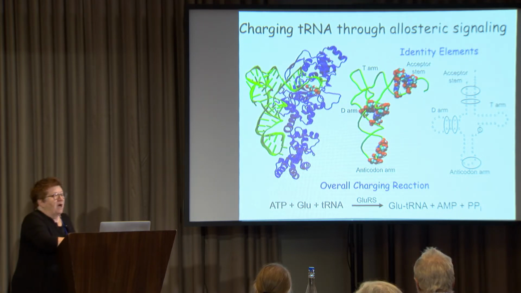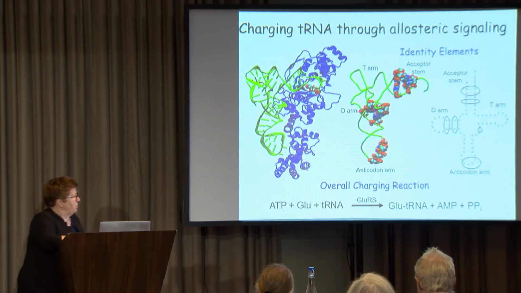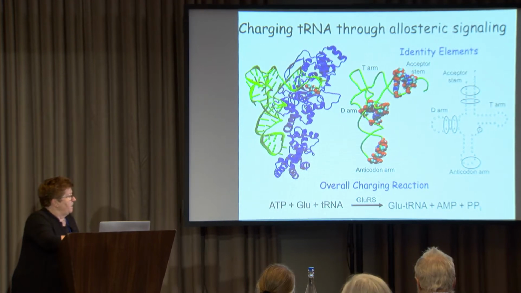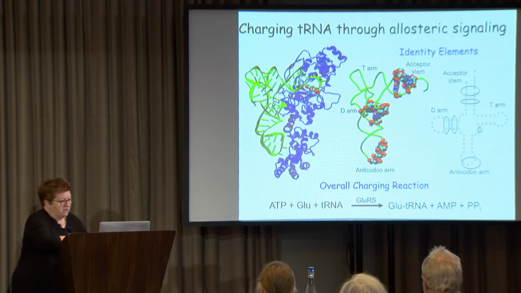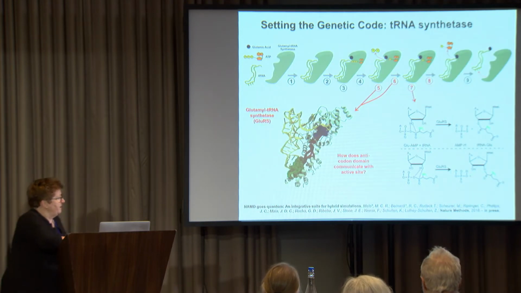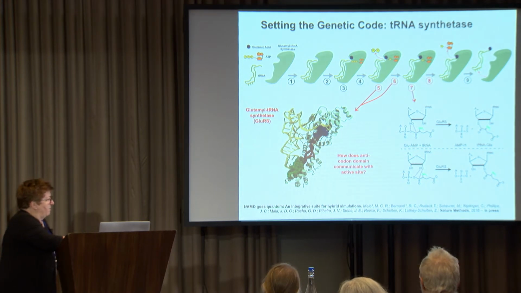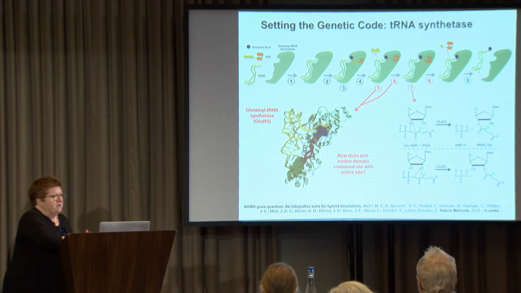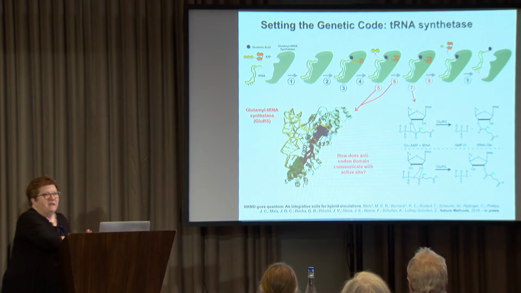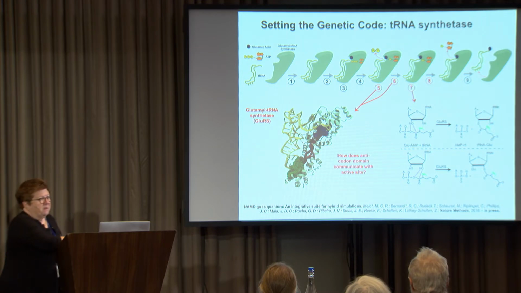The overall reaction that we're talking about is you have ATP and glutamic acid, in this case, going into the active site of the synthetase. It's going to charge the amino acid and then put it onto the tRNA. And as I said, this all takes place within the active site of that synthetase. Now, in the Nature Methods quantum paper, we have integrated several quantum mechanical packages. One is the leading ab initio program called ORCA, from Frank Neese, and another is a semi-empirical method called MOPAC.